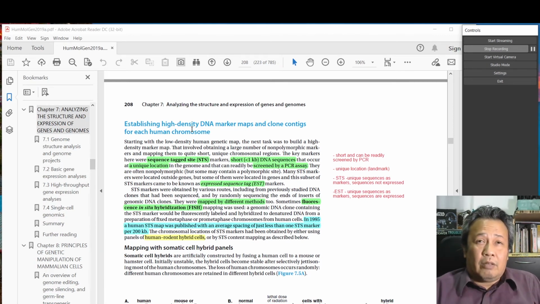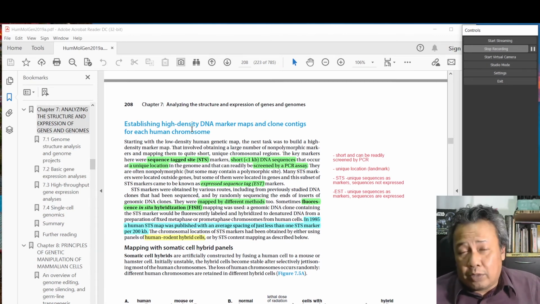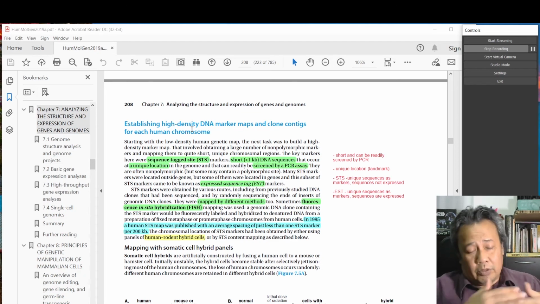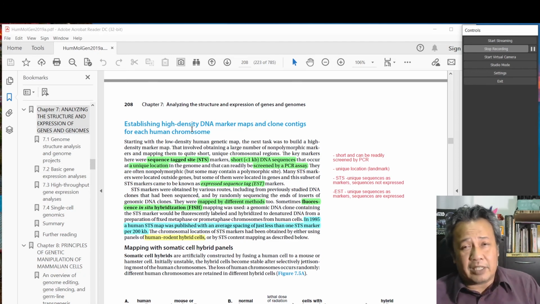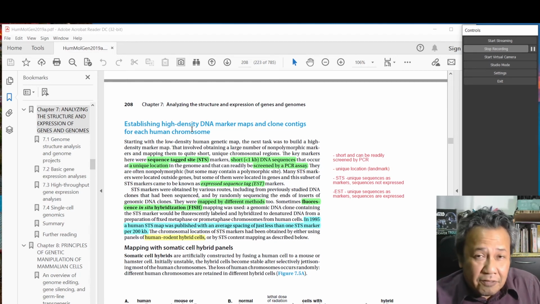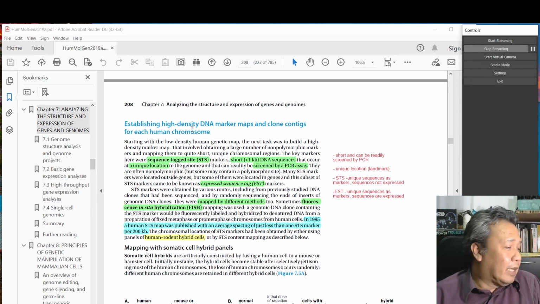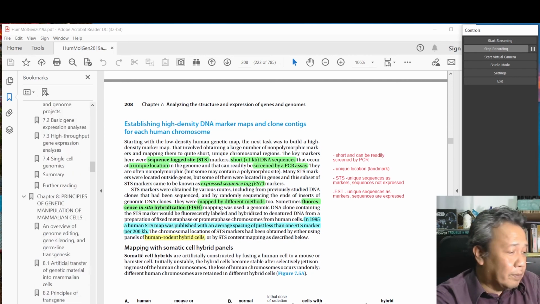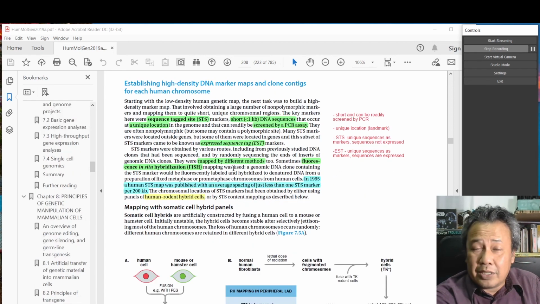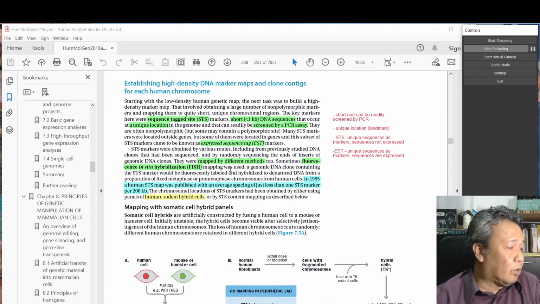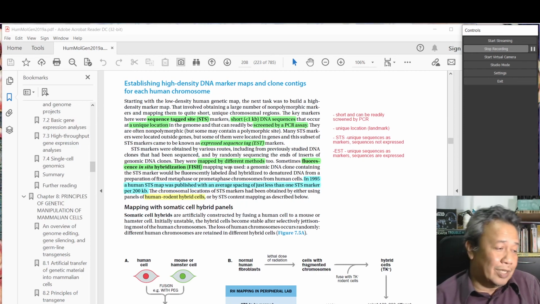So this is what they do in the early parts of the human genome. You have established markers, established landmarks, and they want to have references that are dense enough, meaning 1 every 20 kb or so, so that it's easy to refer to. And in this section, it also talks about STS, sequence tagged sites, and also ESTs, expressed sequence tags.